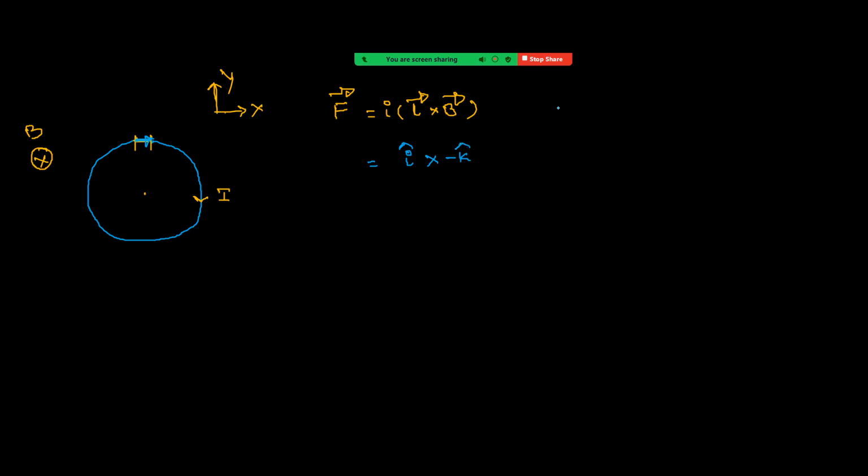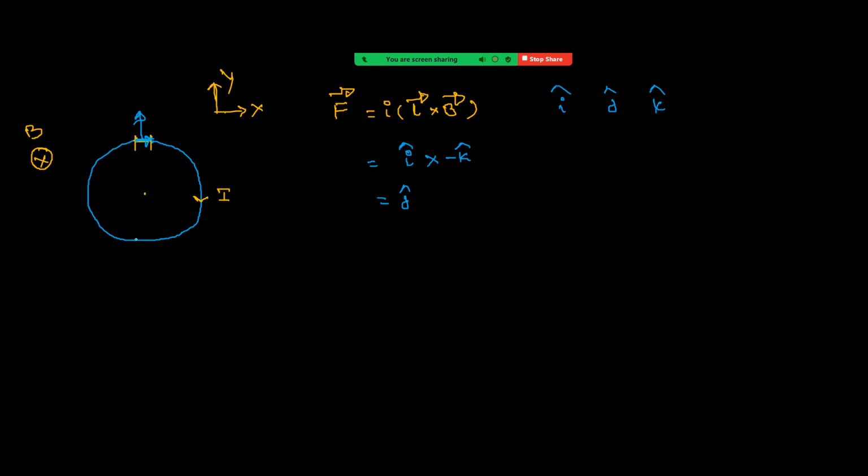Now see what we get. I cap, J cap, K cap. If you are taking K cap cross I cap, that is J cap. It is I cap cross minus K cap. I cap cross K cap is minus J cap. Minus into minus is plus. It is J cap. That means on this part of the wire, force is now outwards.